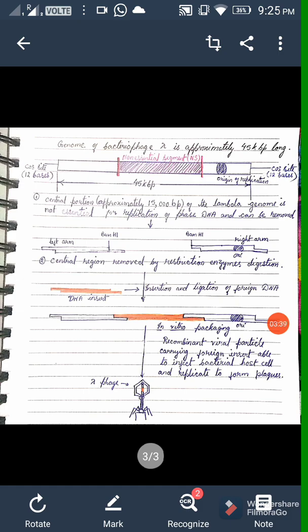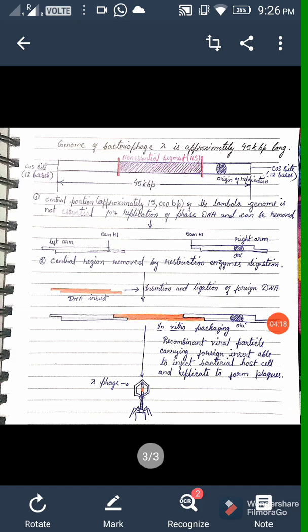So this is referred to as a recombinant viral particle. Why recombinant? Because we have recombined our DNA of interest with the genome of the virus, which carries the foreign insert. It is able to infect the bacterial host cell, such as E. coli, and it will replicate to form the lysate. So the central part of the lambda phage vector can be replaced with foreign DNA without affecting the ability to infect cells and to replicate.